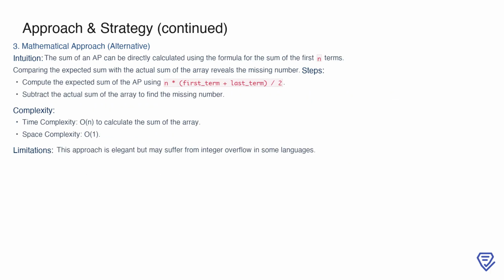Additionally, we considered a mathematical approach based on the sum formula of an arithmetic progression. The sum of the first n terms of an AP can be calculated by multiplying the number of terms with the average of the first and last elements. With this, the expected sum of the complete progression is straightforward to compute. By subtracting the actual sum of the given array from the expected sum, we can directly determine the missing number.